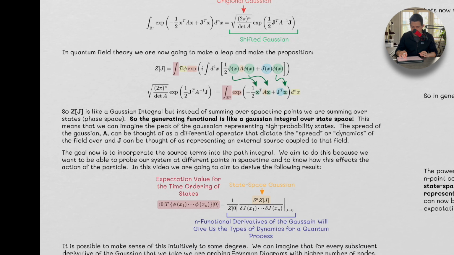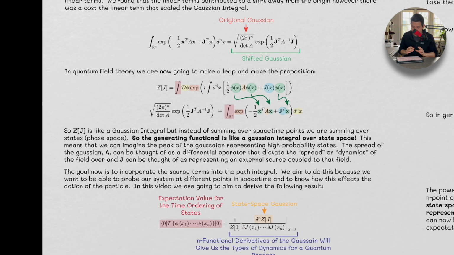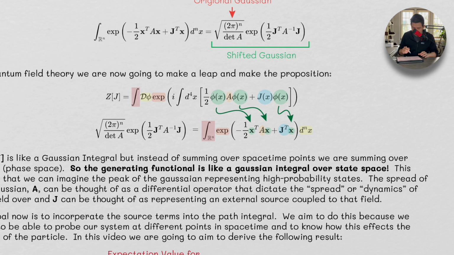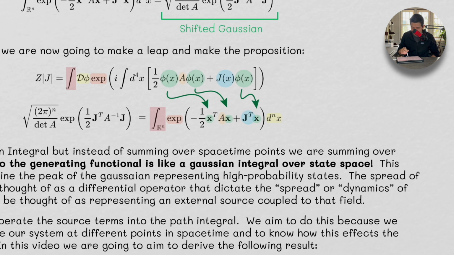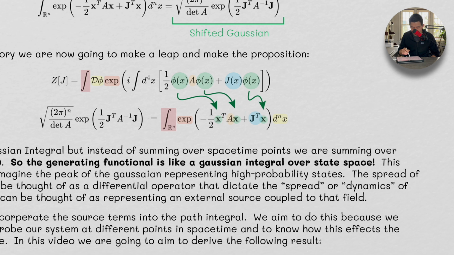In quantum field theory, we are now going to make a leap, and we're going to make a proposition here. Here's our Gaussian integral, all right? We established this equation last time. This equation told us that we could take our source terms and write them in this way, right? So this is going to be representative of the shift in our Gaussian. The spread of our Gaussian is going to be represented by the coefficient values in A, right? So we can think of A as a matrix, right?